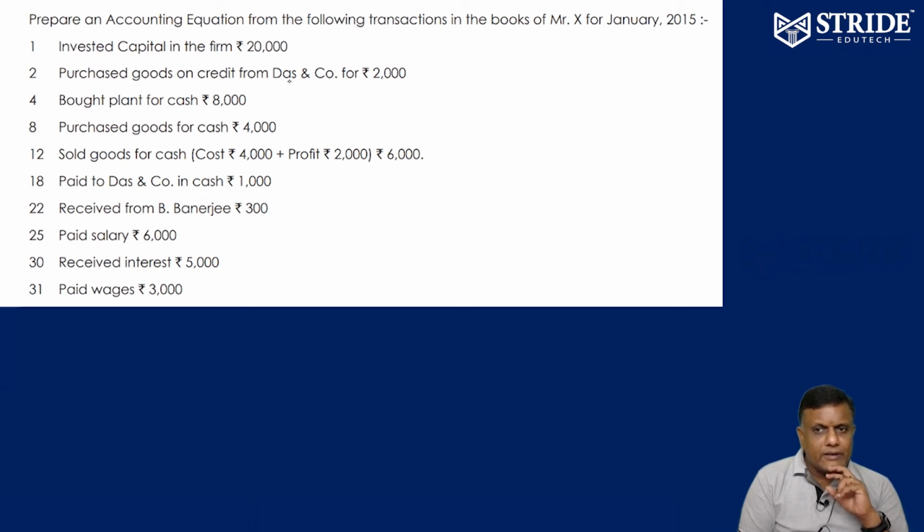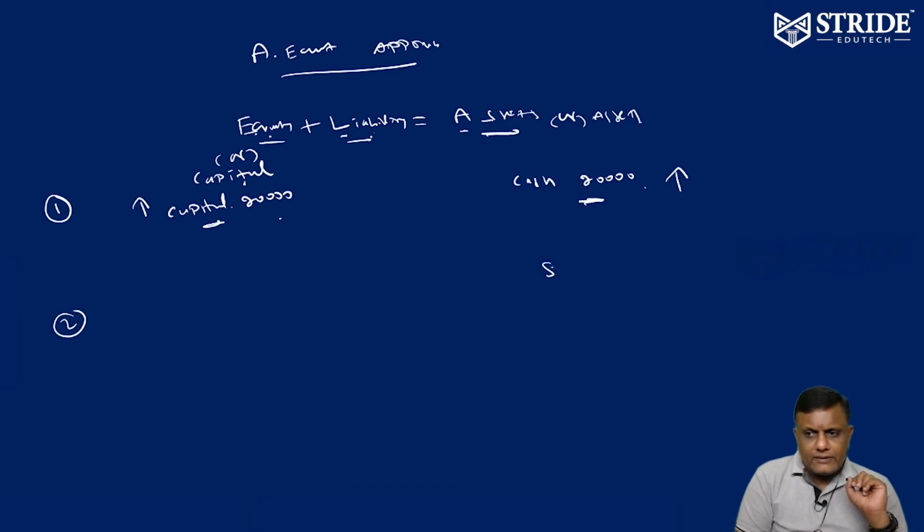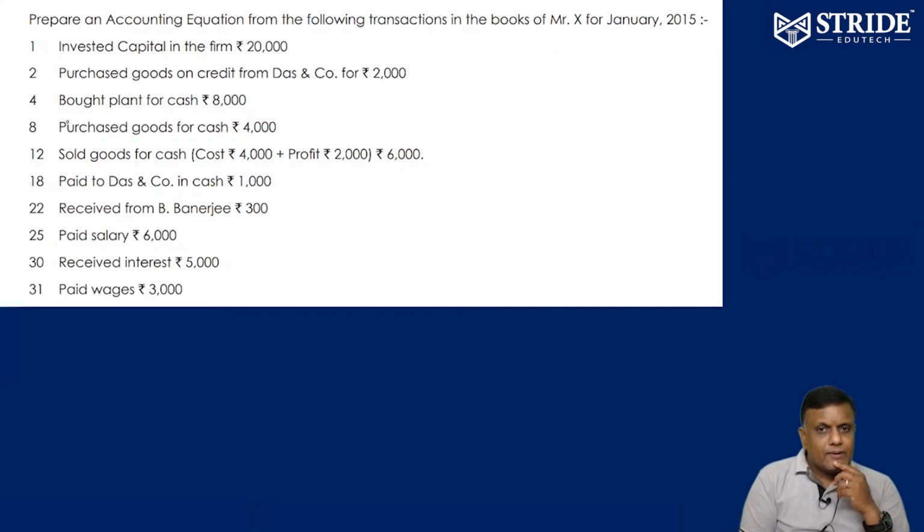Let's see. 2. Purchase goods on credit from Das and Company, 2,000. Once goods are purchased on credit, stock increases, so it is an asset. From whom did we purchase? Das and Company, our supplier. So stock, an asset, increases by 2,000. Similarly, Das and Company, our supplier, a liability, increases by 2,000. So 2,000 liability increases, stock increases by 2,000. That's it.